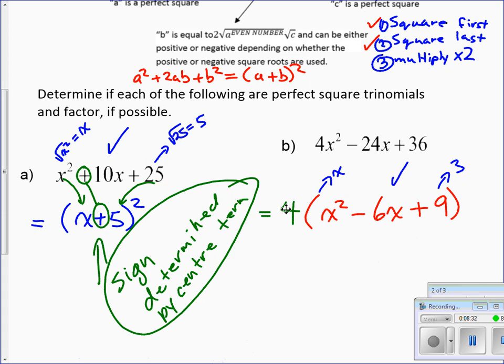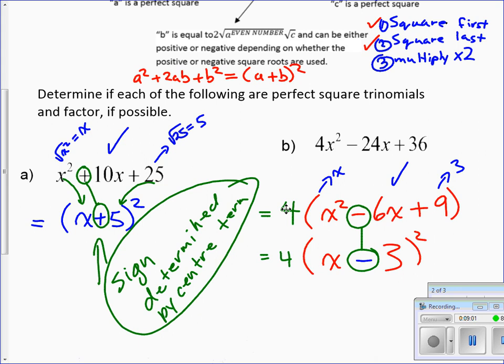Perfect. That's great. Now remember, we start with our next line. It's going to still have our 4 in it, but our bracket is going to be this. It's going to start with an x and end with 3. And the sign comes from the center term. And it just turns out to be minus 3. And it's all squared. And we are done.